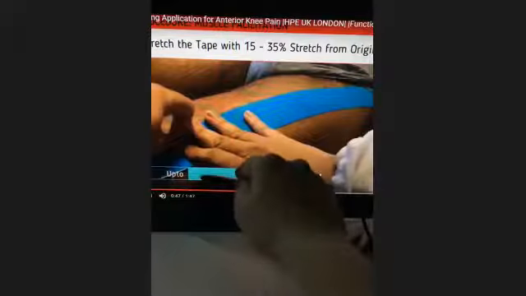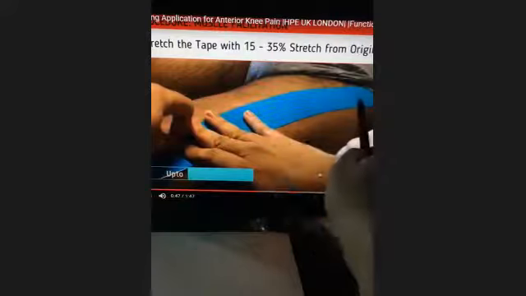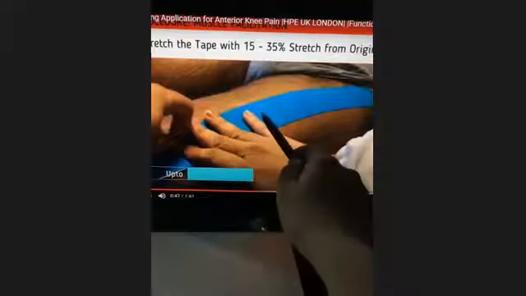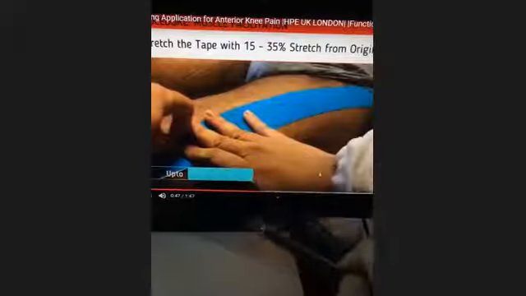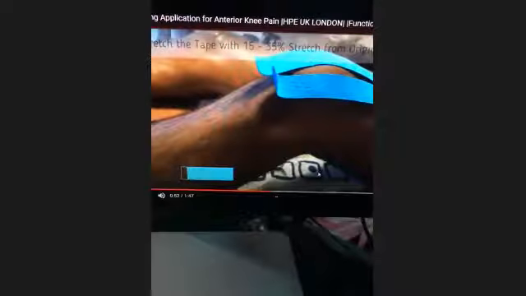So you'll take the base on the ASIS in a neutral position. You take the knee into a stretch position like knee flexion. Then you're going to stretch from here up to the musculotendinous junction with a 15 to 35% stretch. Once you come to the musculotendinous junction, you will cut the tape into half, the white tape. So this is post your musculotendinous junction.